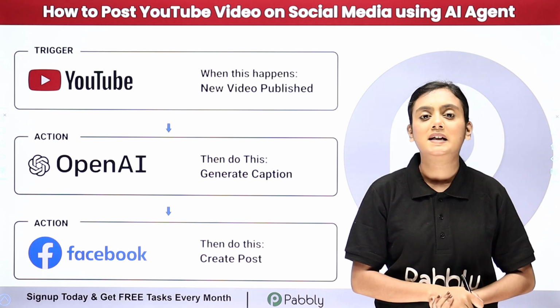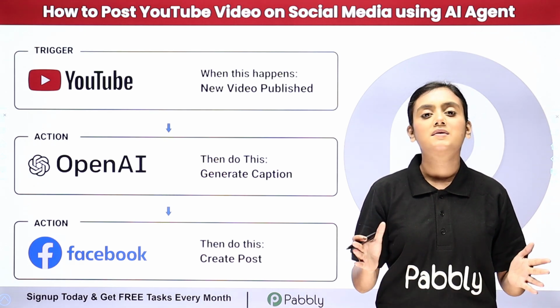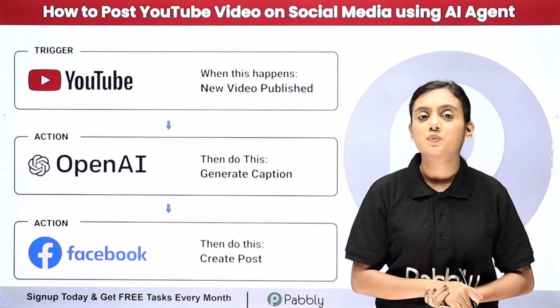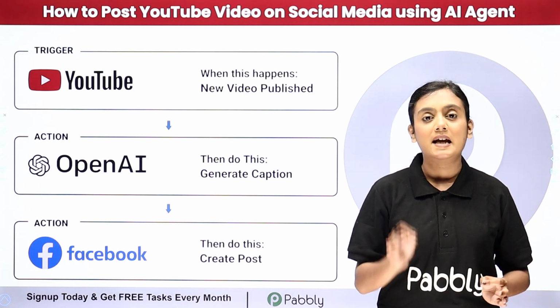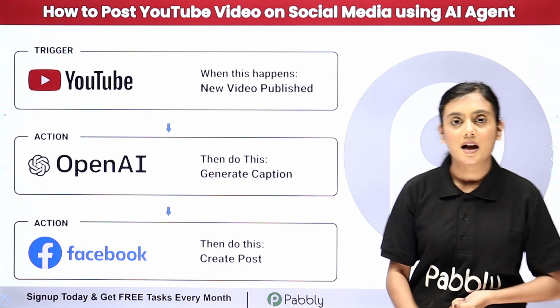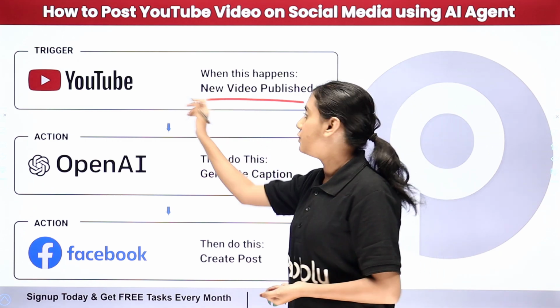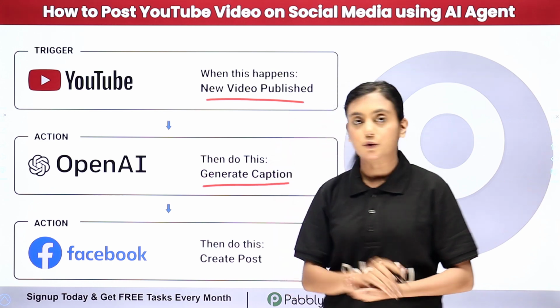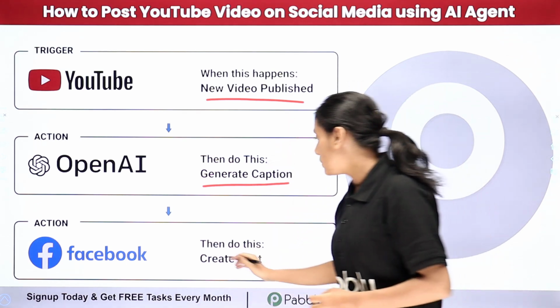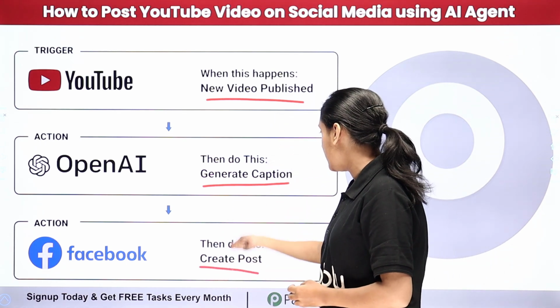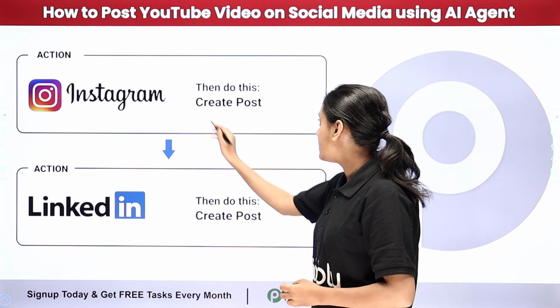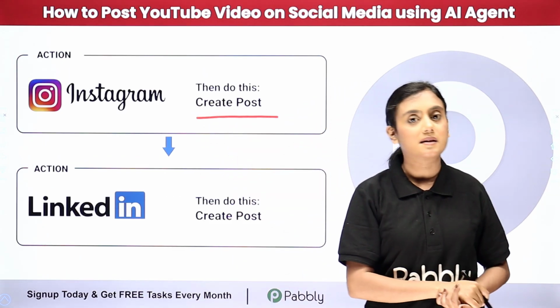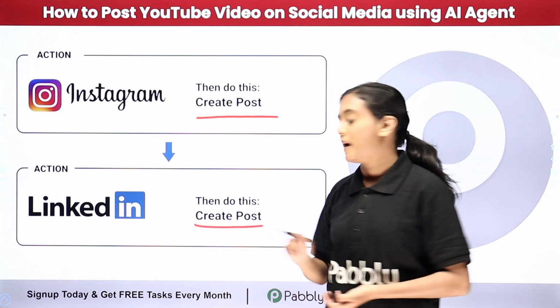Now doing this manually is very time consuming. So what I've done is I've simply created an AI agent with Pabbly Connect. So how this AI agent is going to work is that as soon as I publish a new video on my YouTube channel, the AI agent is going to generate the caption for that YouTube video. And then the same AI agent is firstly going to create a post on my Facebook page. And then this AI agent is going to create a post on my Instagram handle as well and on my LinkedIn profile as well.